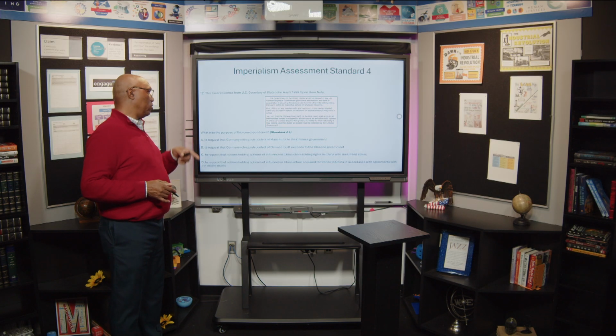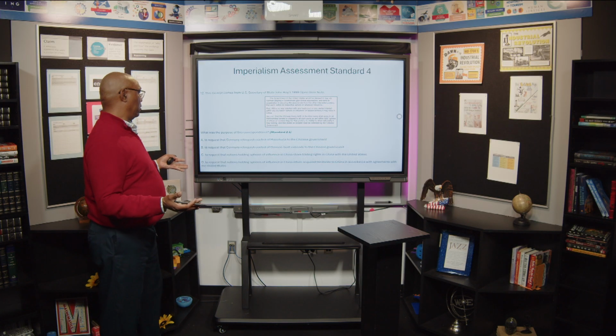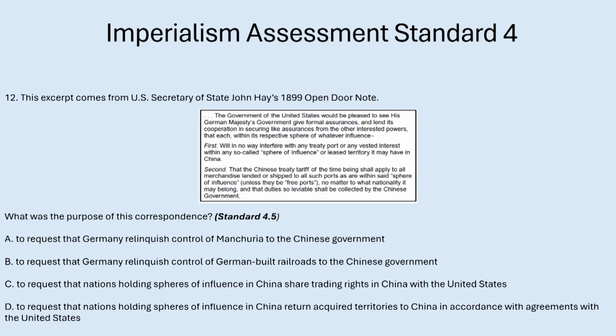What was the purpose of the correspondence? Well, it's all about the open door policy, right? To request that Germany relinquish control of Manchuria to the Chinese government. It didn't say anything about giving up anything. To request that Germany relinquish control of German-built railroads to the Chinese government. It didn't say anything about that.